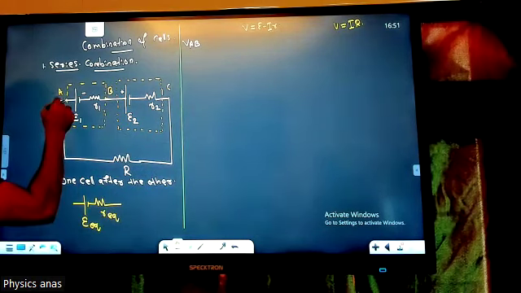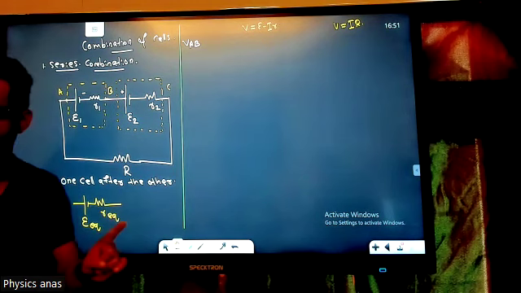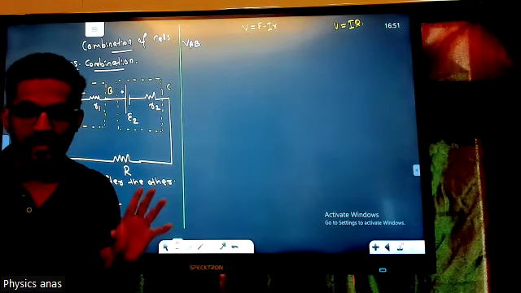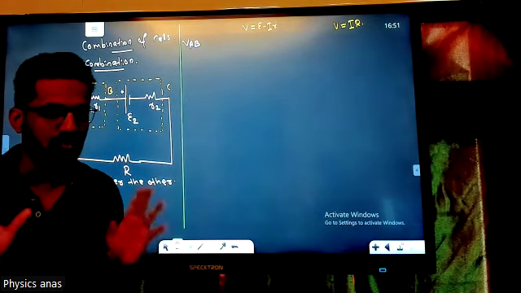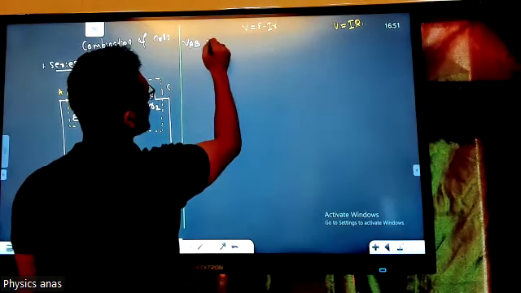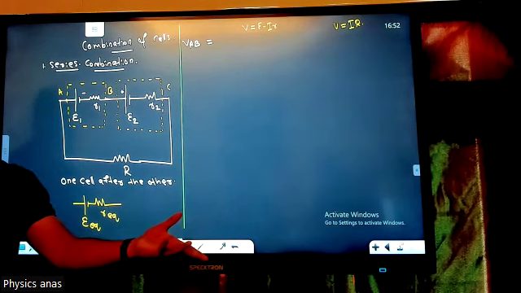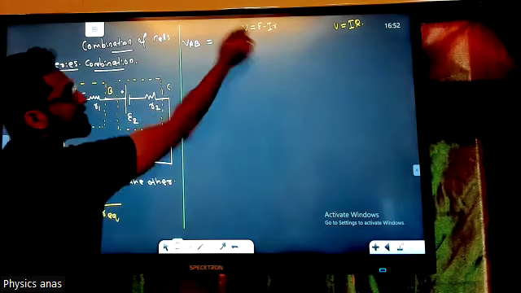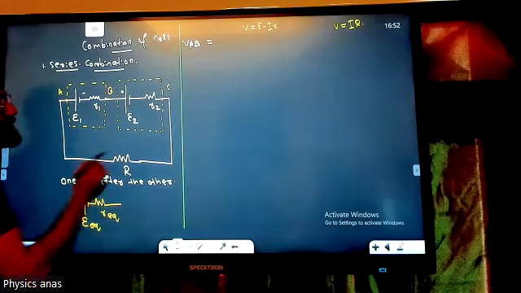Look at it. There is a point A, there is a point B. So there will be a voltage. That voltage will be VAB. That potential difference will be VAB. What will be the equation for that potential difference? Yes, VAB is equal to VA minus VB. But we have one equation, E minus IR. What is that? That's E1.